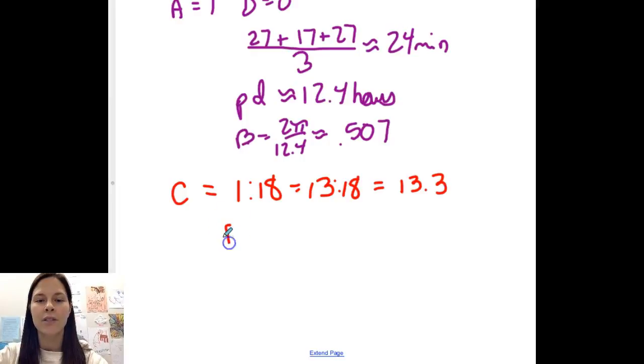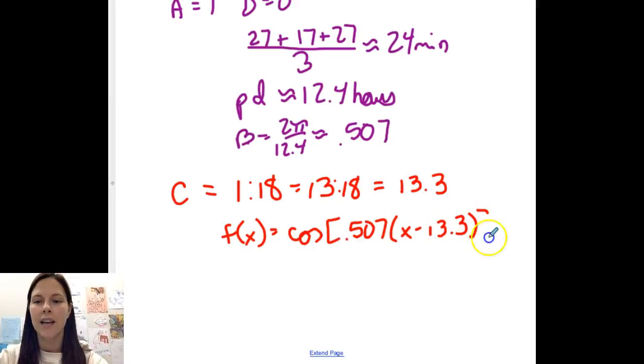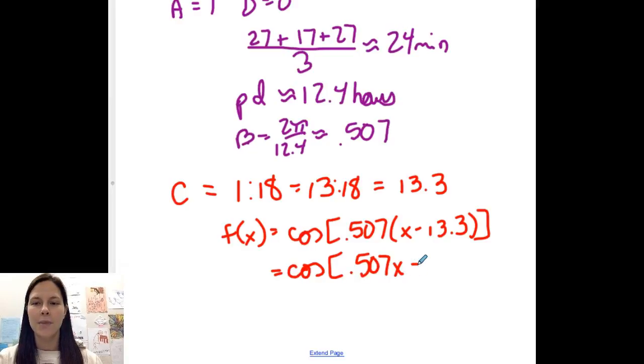Putting that together for our cosine function, we had an amplitude of 1. 1 times cosine is still our cosine function. Our B value, 0.507, times x minus that C value of 13.3. And again, that D value was 0. We decided to graph this right on the x-axis. You can leave your function like that, or you can distribute that B value if you choose. 0.507 times x minus 6.743. That's how we take a look at real life information and put it into an equation of a graph.